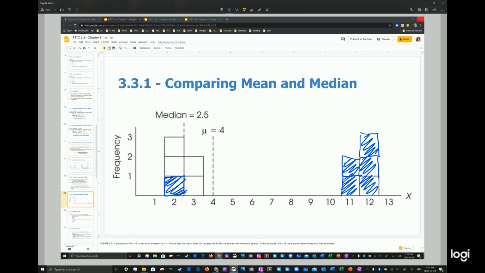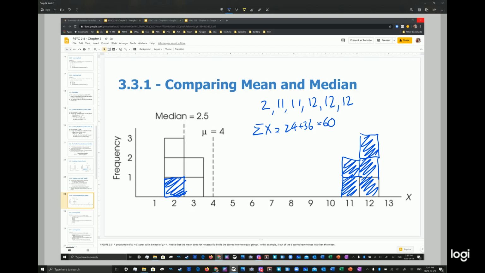Okay, so our new values then would be 2, 11, 11, 12, 12, 12. So quickly here, sigma x would be, okay, 22, 24 plus 36. Well, that's 60. And divided by 6, 60 divided by 6, well, that's 10. So we would have a mean right here. And yes, it would indeed be a mirror image. And now the mean is right here. And the median would be 11.